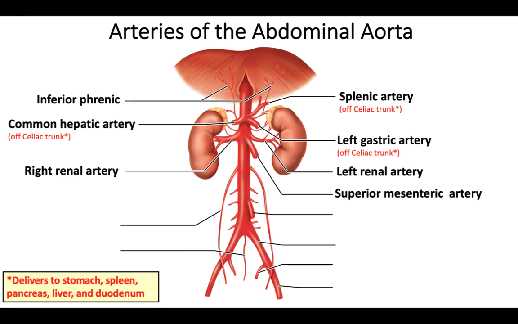The first part of your large intestine, called the ascending colon, and the middle area of your large intestine, called the transverse colon, are all supplied using the superior mesenteric artery.